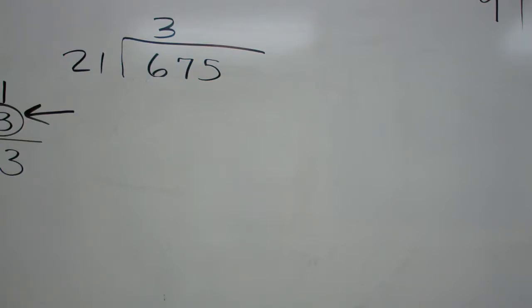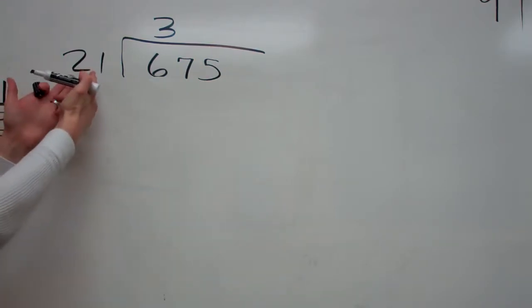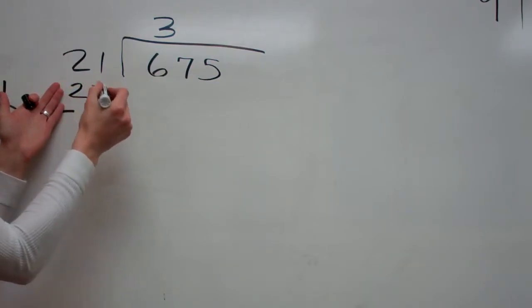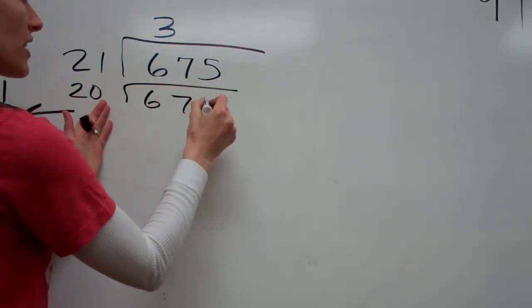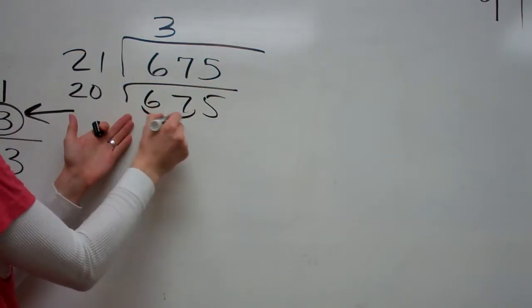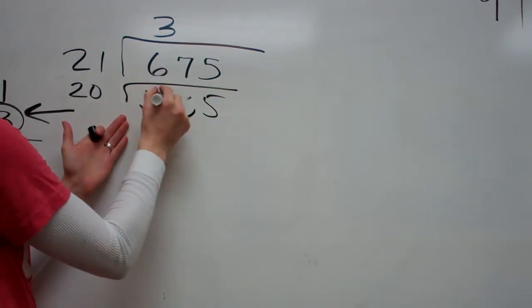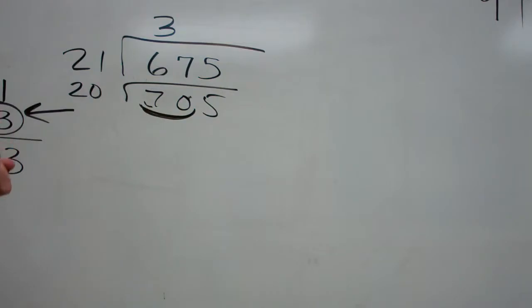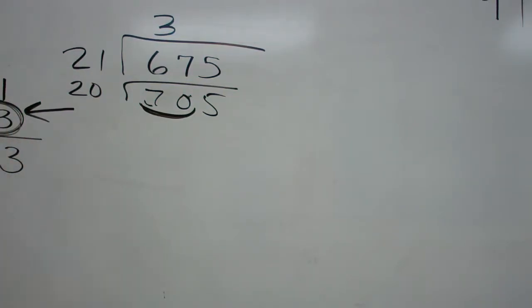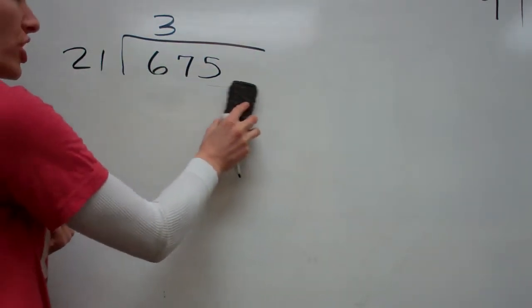Or you can even think this: you can round it and say, okay, this is about 20. And 675 is about 70. So you can guess, how many 20s would I need to get close to 70? You can even do it that way. You see what I'm saying? Just to get your number to start with. So it's up to you. You don't have to use this method. They're just encouraging you to.